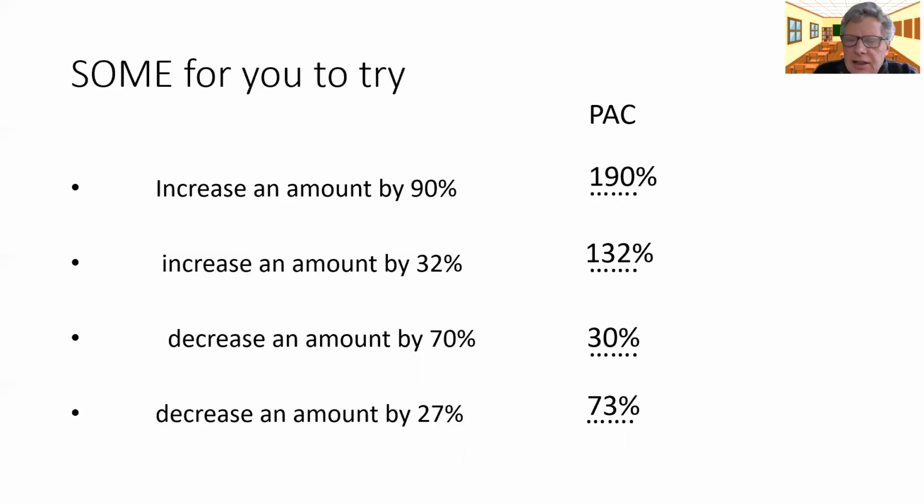Right, here's the answers. So a 90% increase, we're going to have a PAC of 190%. 32%, we're going to have a PAC of 132%. Decrease of 30%, 70% is left. Decrease of 27%, 73% is going to be left.